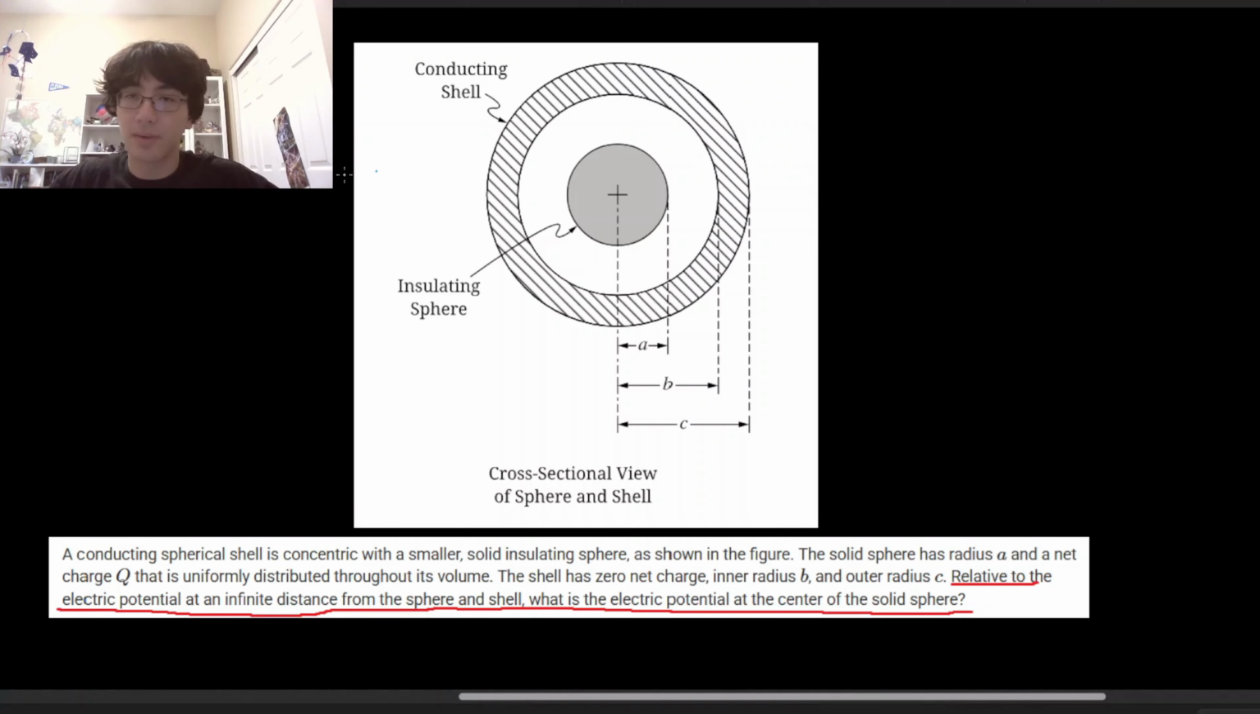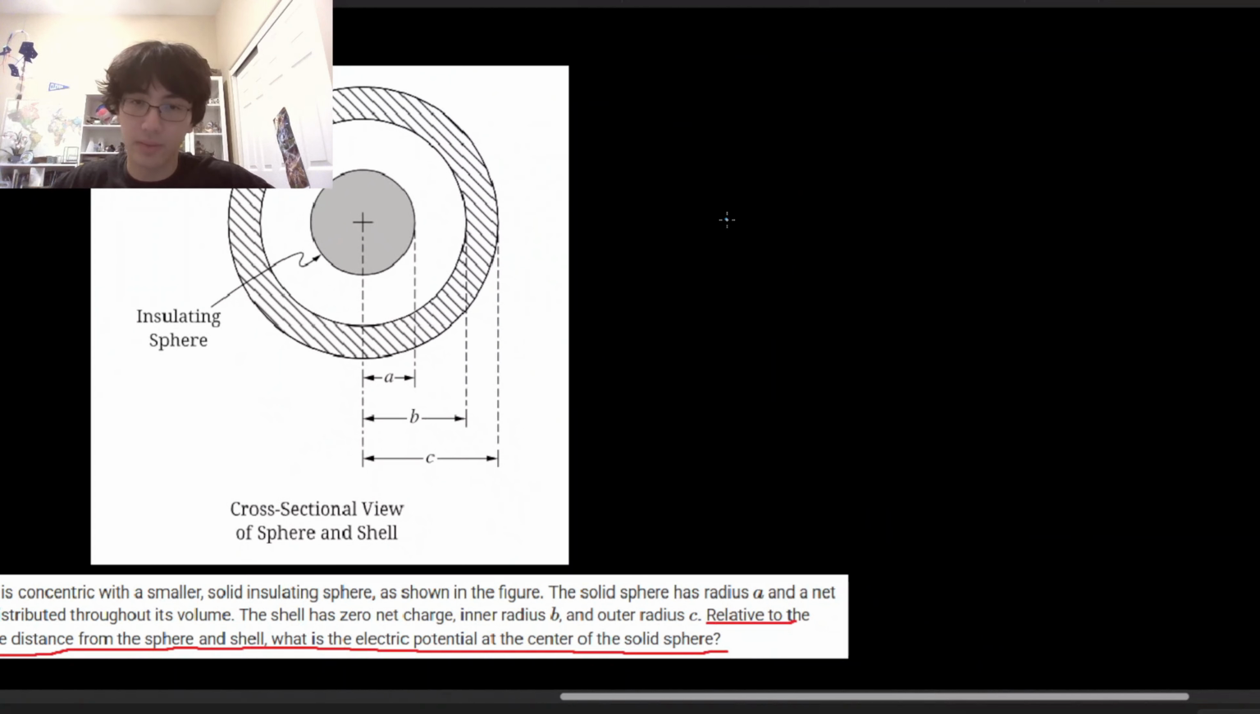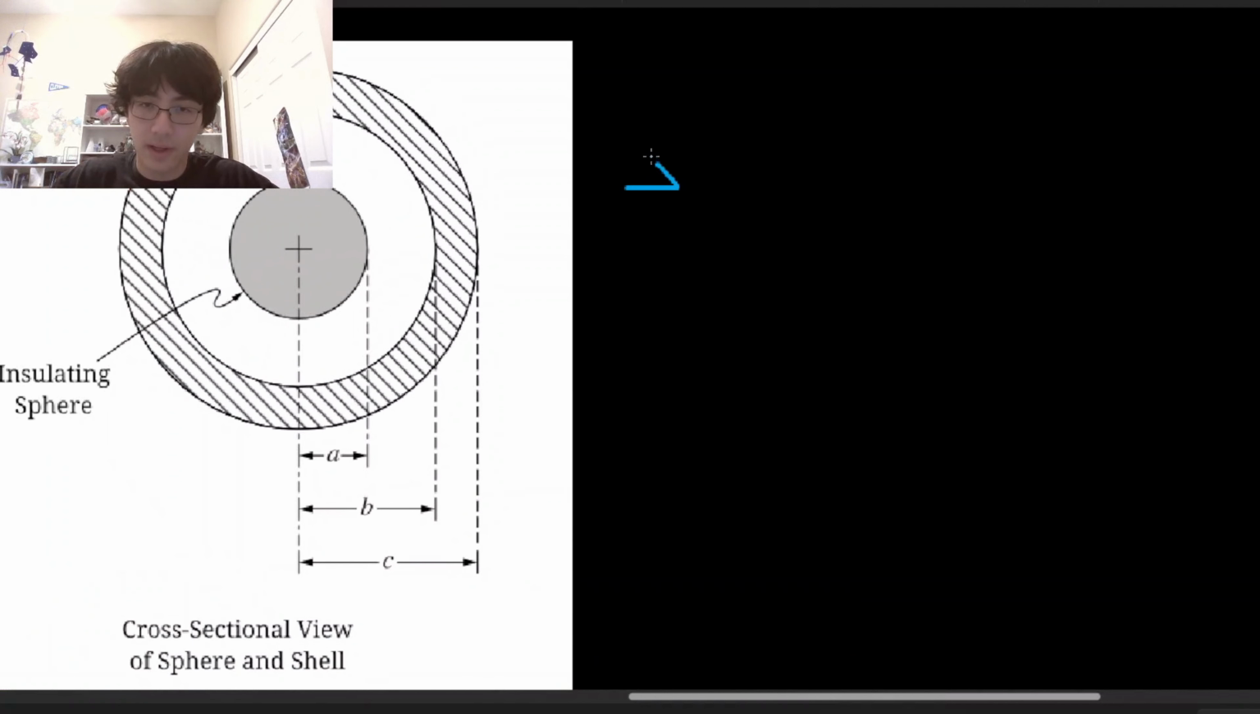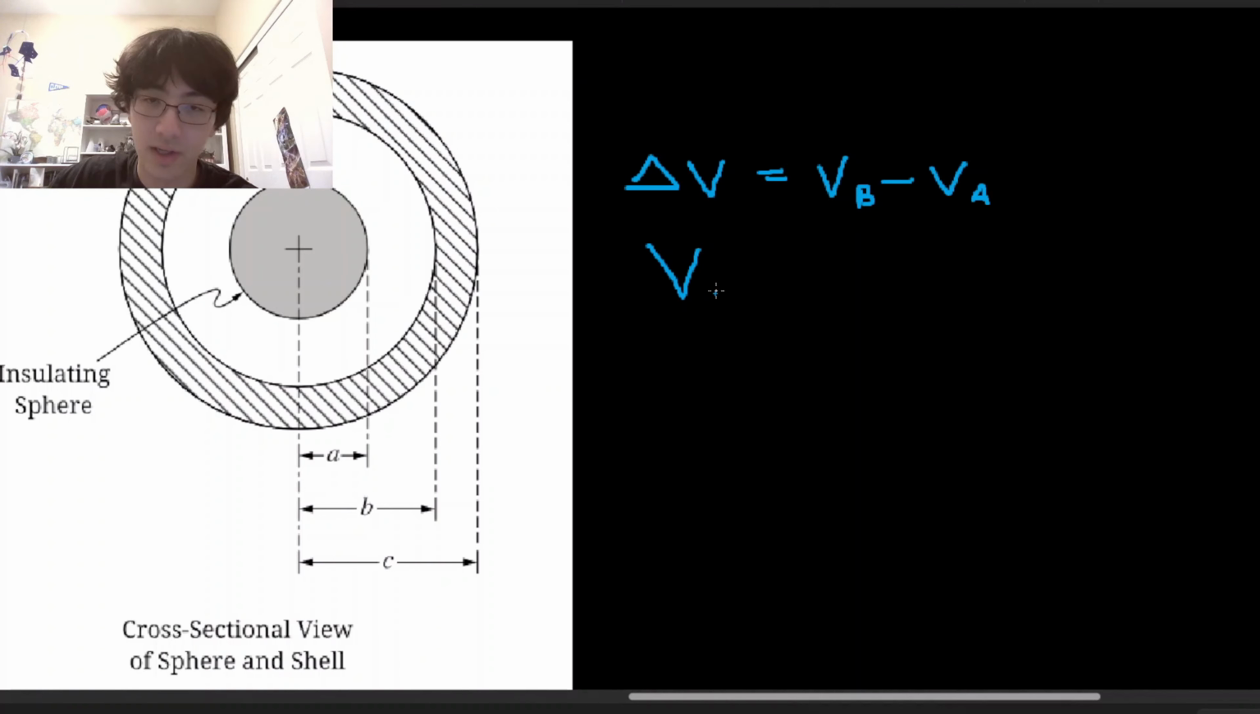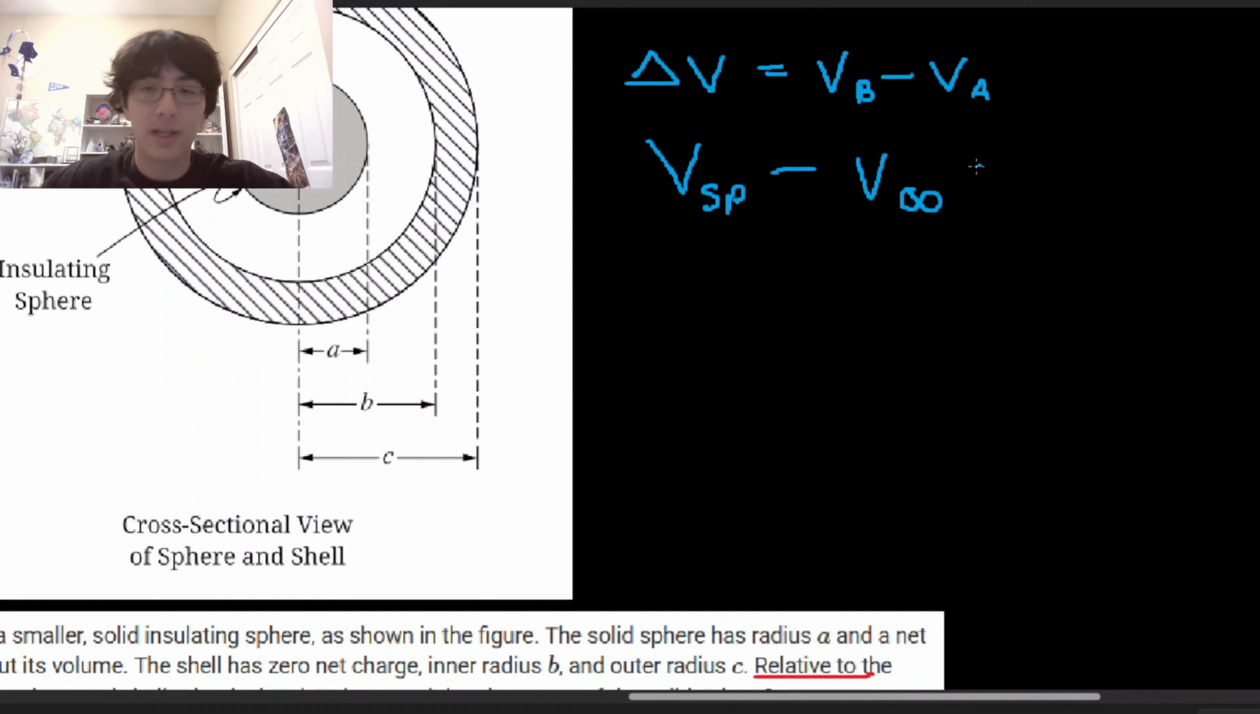So first, let's begin this problem by writing out what electric potential is. We can write that delta V equals VB minus VA. So this means the potential difference is from point B to point A, from final to initial. In the context of the question, we can write this as V sphere, which throughout this problem I'll write as SP, minus infinity. The reason that infinity is our initial is because it says relative to infinity, so that would be our reference point. And our reference point is always the initial position. So that's why it's sphere minus infinity, not infinity minus sphere. I'm saying that because I had that problem.